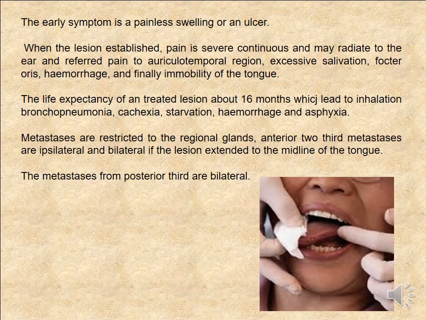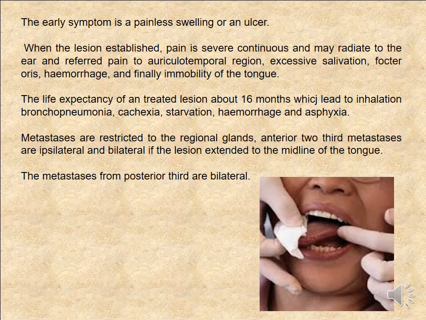The life expectancy of an untreated lesion is about 6 months, leading to inhalation, bronchopneumonia, cachexia, starvation, hemorrhage, and asphyxia. The life of the person is ended by complications of the malignancy, affecting the respiratory system, or by bleeding and asphyxia.